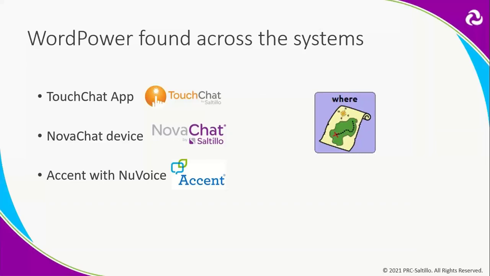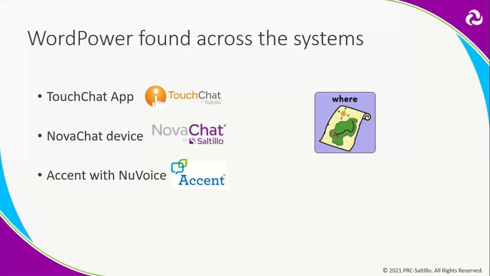First, what systems would you find WordPower on? You'll find WordPower is available on the TouchChat app, NovaChat devices, and on the Accent with New Voice. It's also available on the grid, but we are not covering that today. The principles of organization apply across the systems.